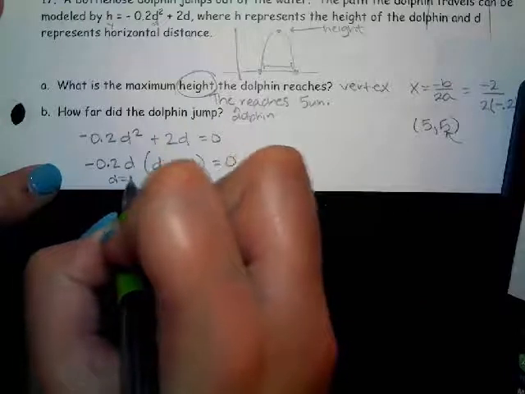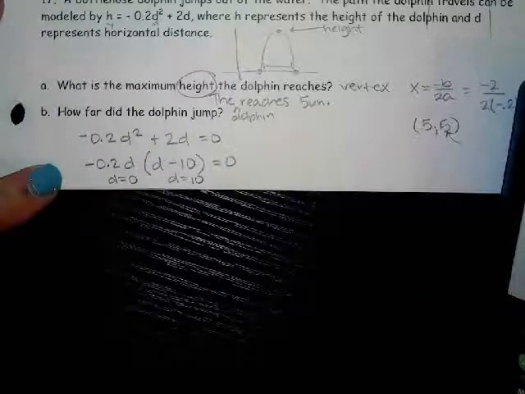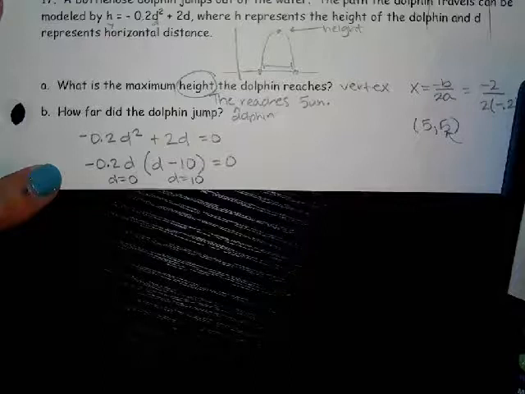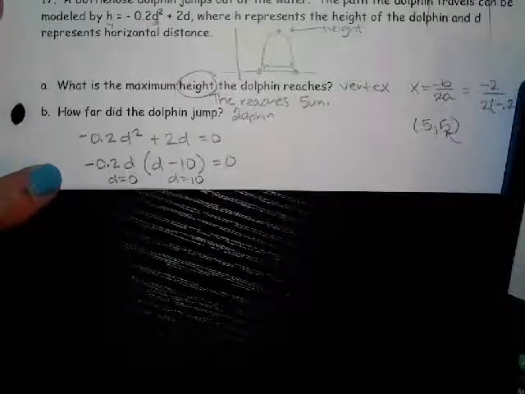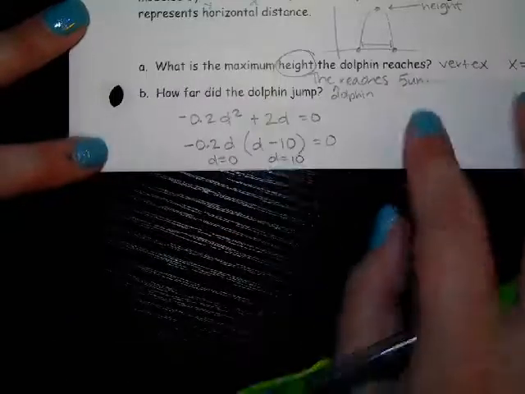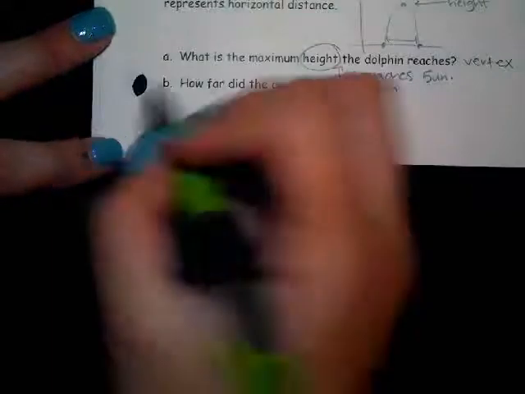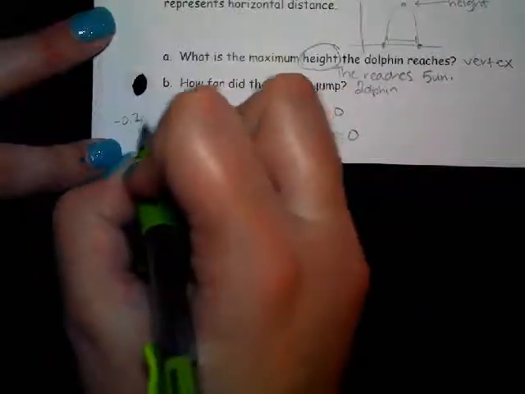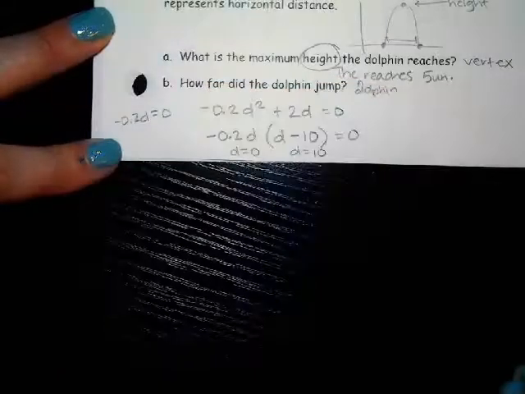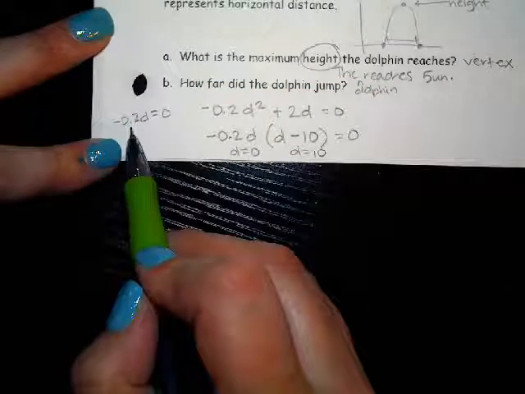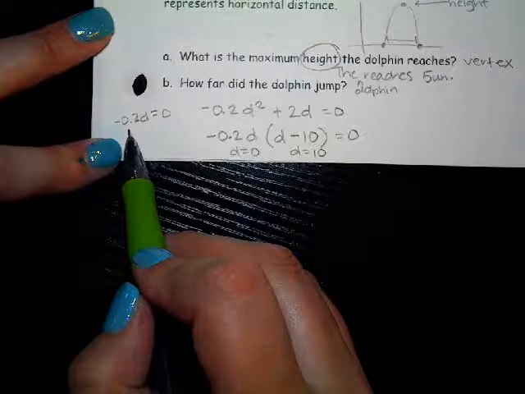Because whenever you're solving these, you always take your factors and you set them equal to 0, right? So the one in the front, if we take negative 0.2d and we set it equal to 0 and we solve it, what are we going to do with that coefficient? We're going to divide by it, right? What is 0 divided by a number? 0. So d equals 0. Does that make sense? Okay. So we got d equals 0, d equals 10.